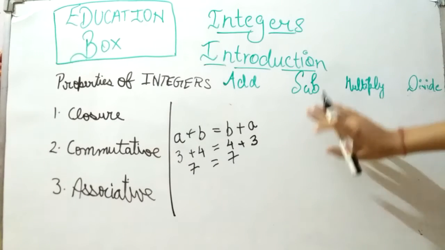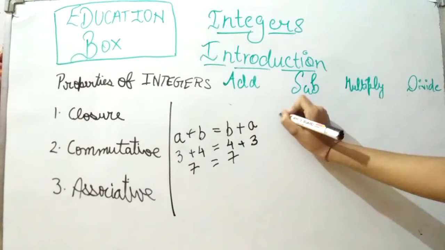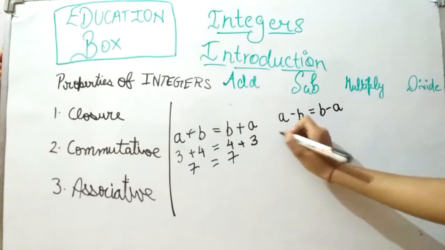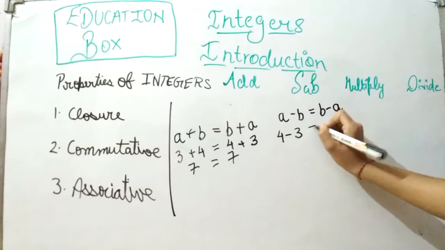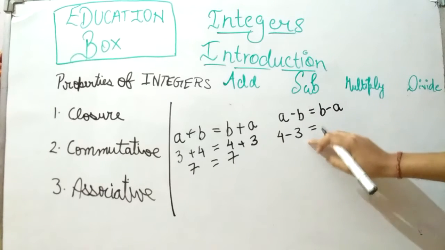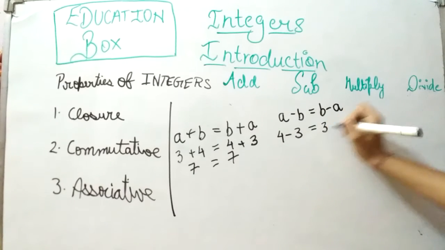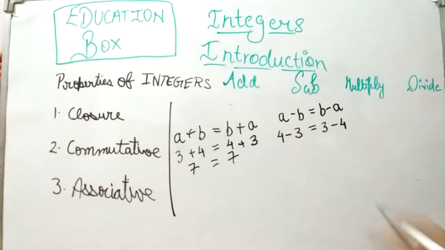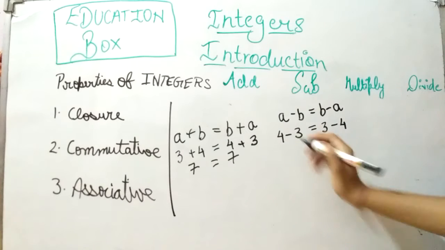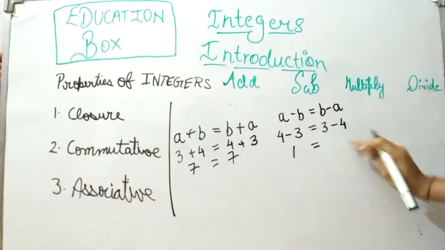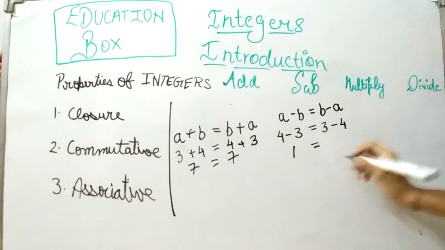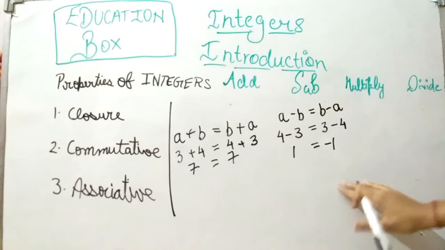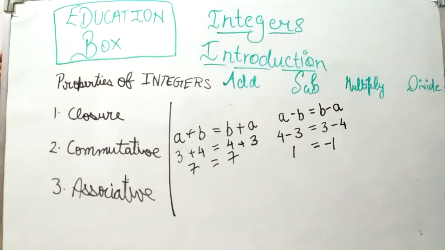Now let's check this in subtraction. In this we can write that A minus B is not equal to B minus A. Now let's see, 4 minus 3, then B's value is 3, minus A's value 4, that is 3 minus 4. So when we do 4 minus 3, our answer will be 1. But if we do 3 minus 4, then our answer will be minus 1. We will discuss this in earlier classes.